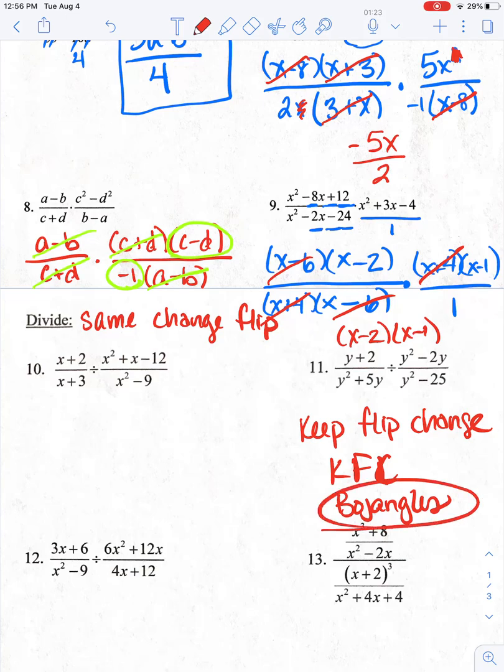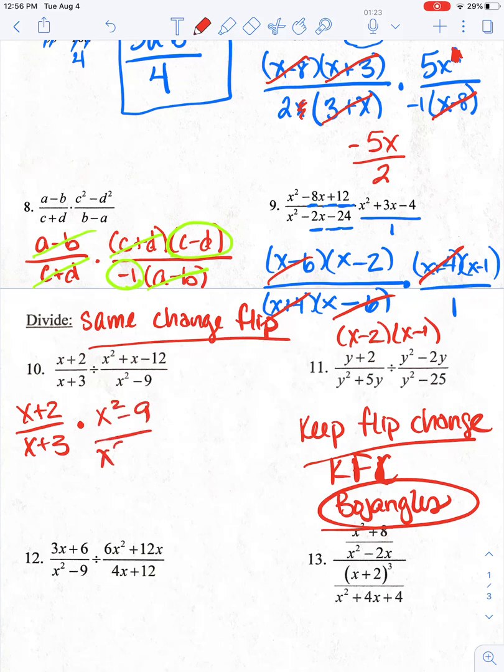So when I say Bojangles, that means keep, flip, change, or same, change, flip. So here's what I'm referring to. Keep the first fraction, change the division to multiplication, and flip the second fraction.